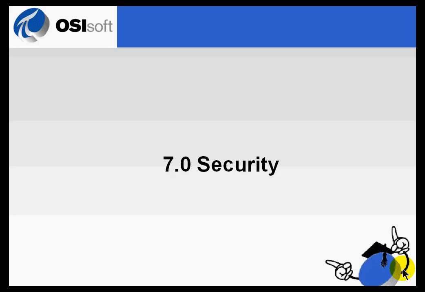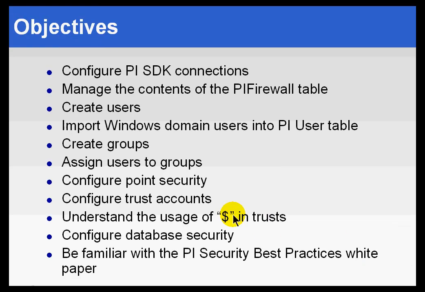Section 7.0, Security. The objectives in this section are to go over how you configure PI SDK connections, explain how to manage the contents of our firewall table, create users, import Windows domain users into the PI user table. We'll create groups, and we'll describe the limitations of those groups, etc.